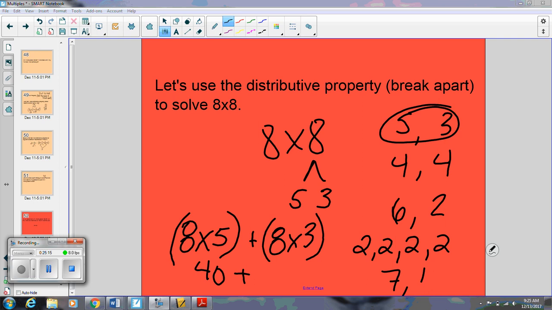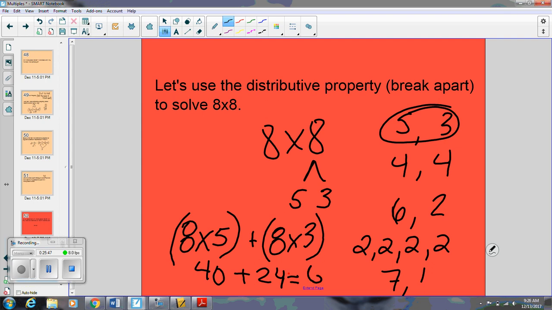You cannot just sit there. You need a strategy. I don't care what it is, but you better have a strategy. So, Dylan? 24. 40 plus 24. This is a pretty easy one to solve in your head. Some good mental math. 40 plus 24. What'd you get, McKenna? 64. So what is 8 times 8?